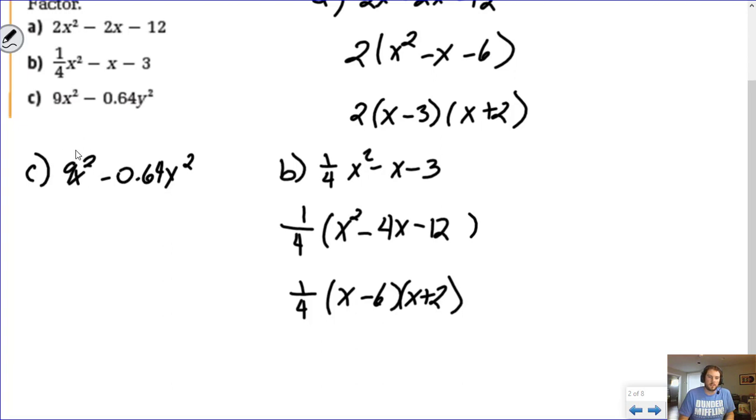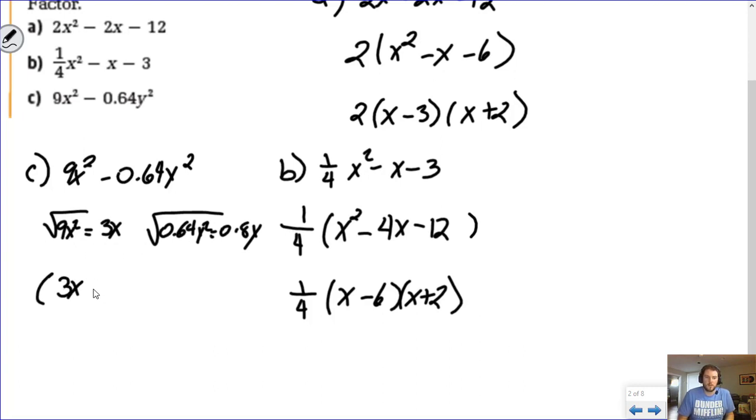So 9x squared is a perfect square. 0.64y squared is also a perfect square. So to get the factor of this expression, we have to find the square root of each term. The square root of 9x squared is 3x. And the square root of 0.64y squared is 0.8y. Then once you know those square roots, it's just a matter of using your difference of squares. So 3x plus 0.8y and 3x minus 0.8y.